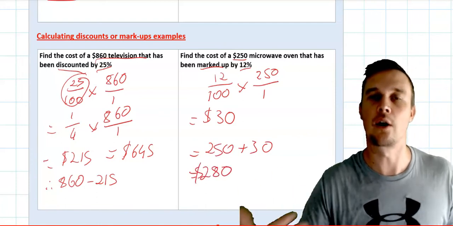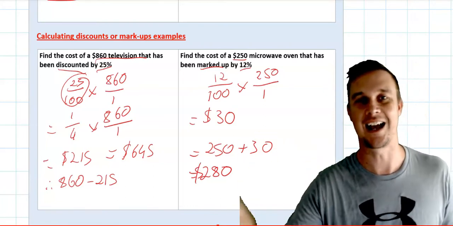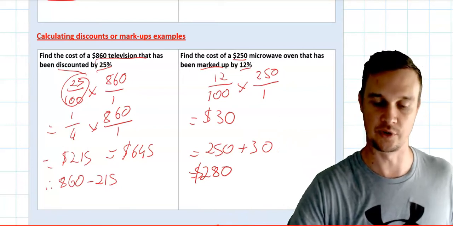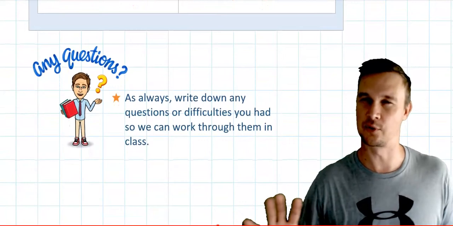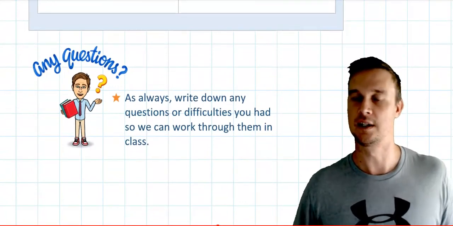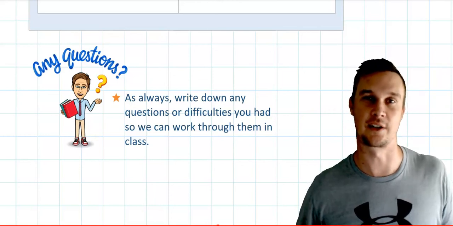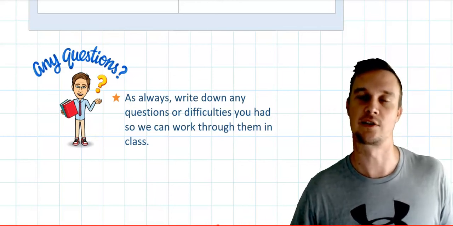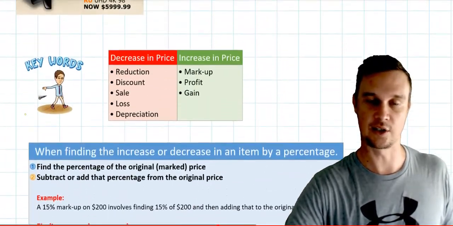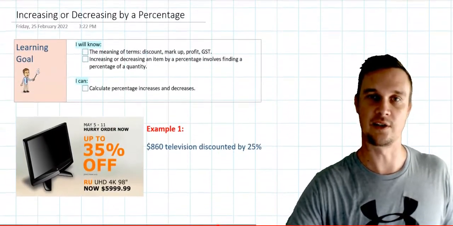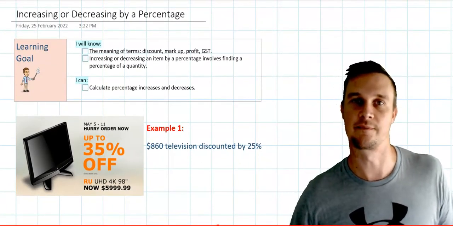So all you're doing is going through those steps to work out the percentage first, and then adding or subtracting that to the original price. As always, if you have any questions or difficulty understanding any of those concepts, please write them down or ask them in person when we go into class, because that'll be a really big help. So again, make sure you understand the key terms and follow those procedures, and that'll help you with increasing or decreasing by a percentage. Thanks, guys.